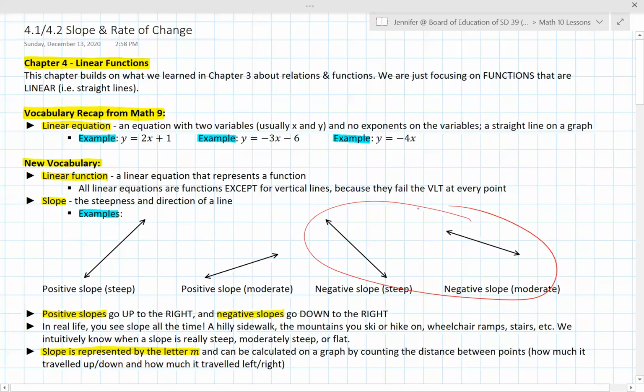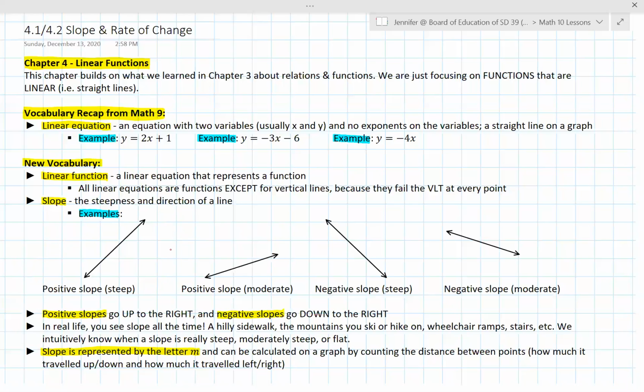Both of these lines are negative slopes because they're going down to the right, and this first one is a little bit steeper than the second one. So positive slopes are when you go up to the right, negative slopes are when you go down to the right. And you can remember this a lot easier if you just think of all the times in your ordinary life that you see slope in the real world. So a hilly sidewalk, there's a lot of those in Vancouver, the mountains that you might ski or hike on, wheelchair ramps, stairs. We have a pretty good idea of when a slope is really steep, moderately steep, or flat.